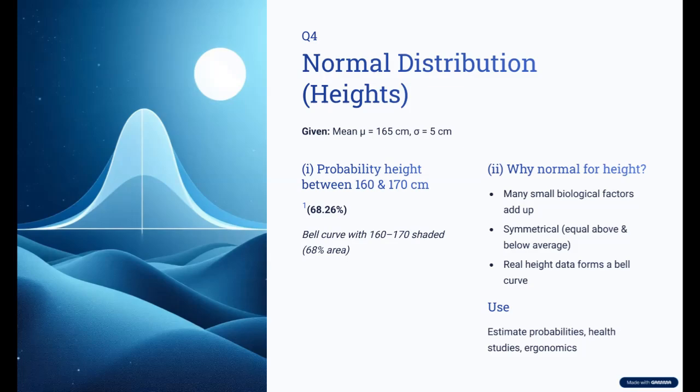The table tells us that the area between Z equals -1 and Z equals +1 is 0.6826. That means about 68.26% of the data falls within 1 standard deviation of the mean. 68.26% probability. Interpretation: in any normal distribution, roughly 68% of values lie between mu minus sigma and mu plus sigma. Here, that range is 160 to 170 centimeters.